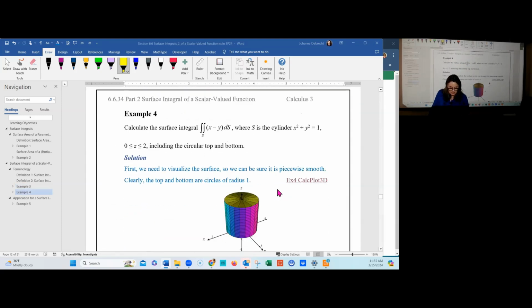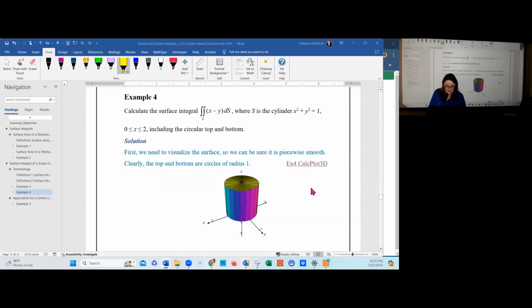Now we want to take a look at example 4. In example 4, we want to calculate a surface integral with a function of x minus y, where the surface is the cylinder given by x squared plus y squared equal 1, so it has a radius of 1, where z varies from 0 to 2, and we want to include the circular top and the circular bottom. Now, in order to include it, we have to parameterize each surface separately, because in this case, it's more or less a right circular cylinder.